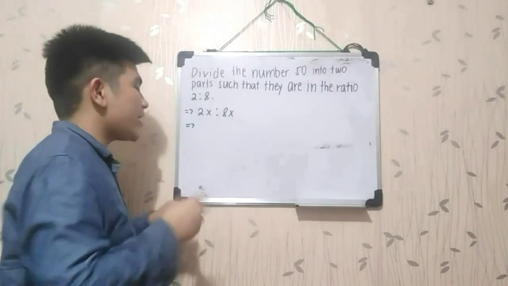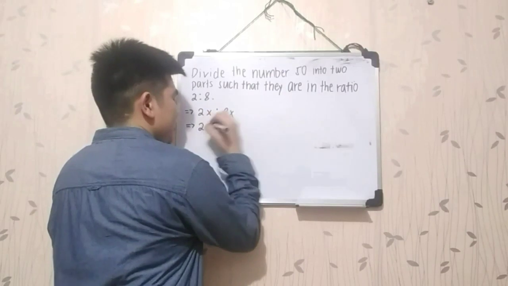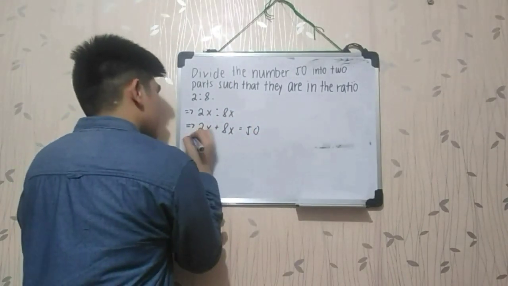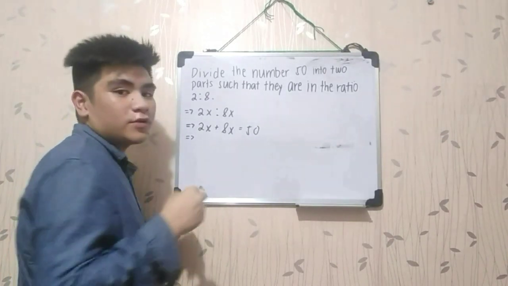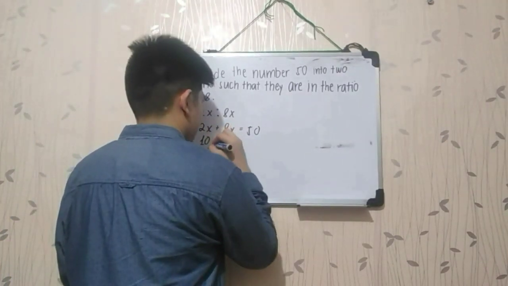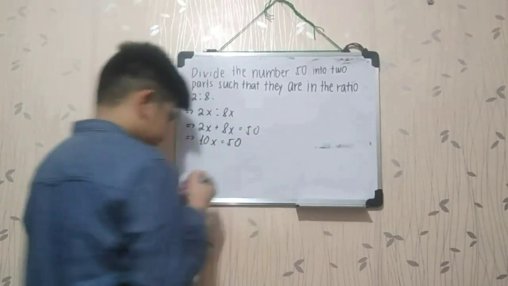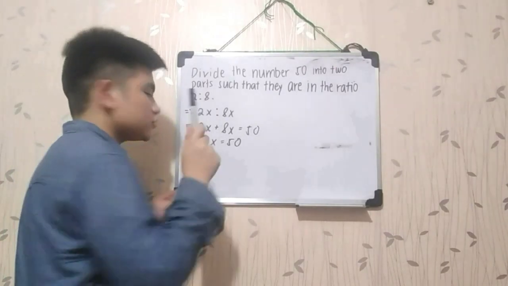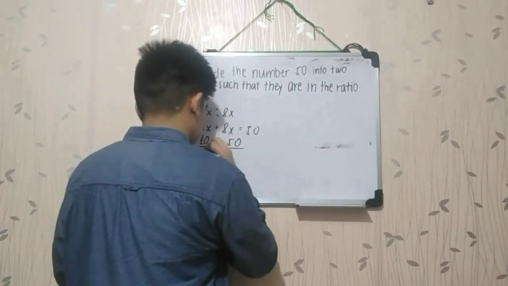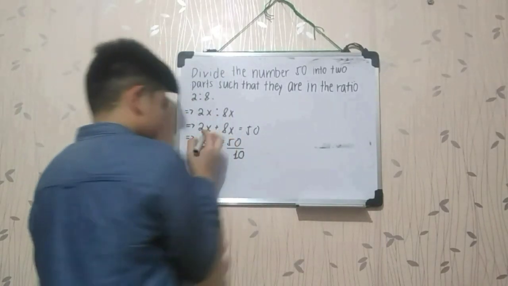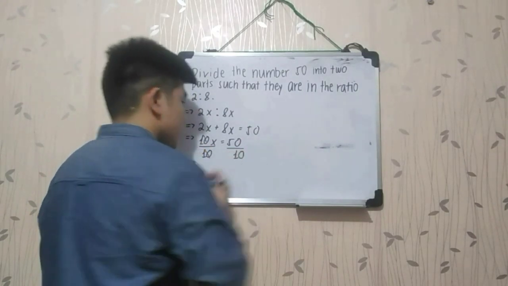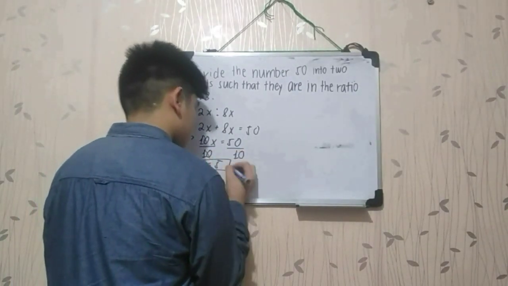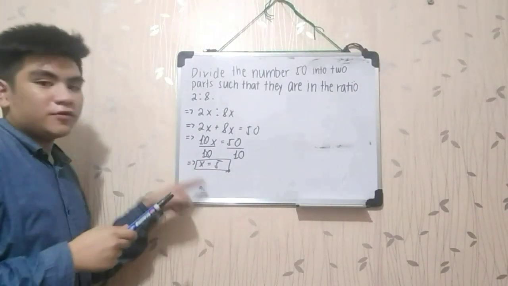Now, to find the value of x, we need to add these two, 2x and 8x, and they will be equal to 50. Now, combining like terms, 2x plus 8x is equal to 10x. Furthermore, to find x, we need to divide by the coefficient to cancel it. Now 50 divided by 10 is 5. Now we know that x is equal to 5.